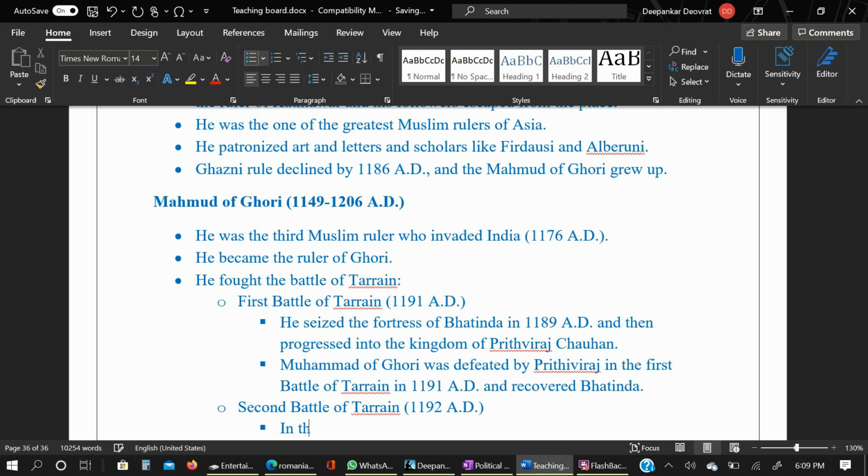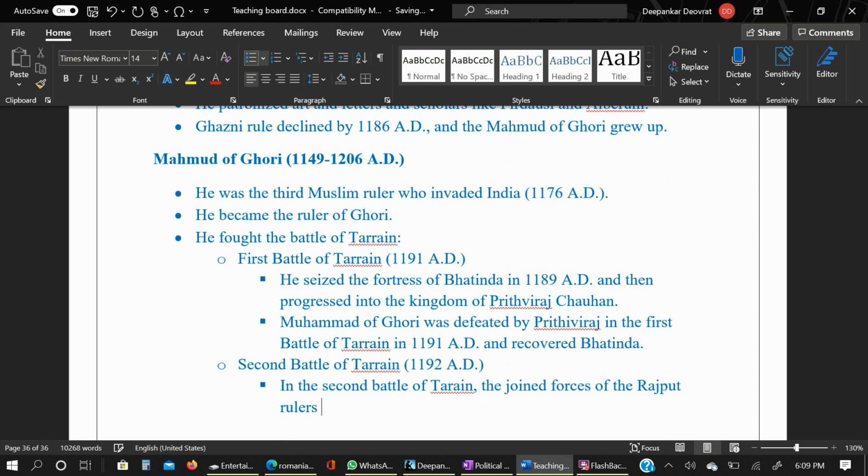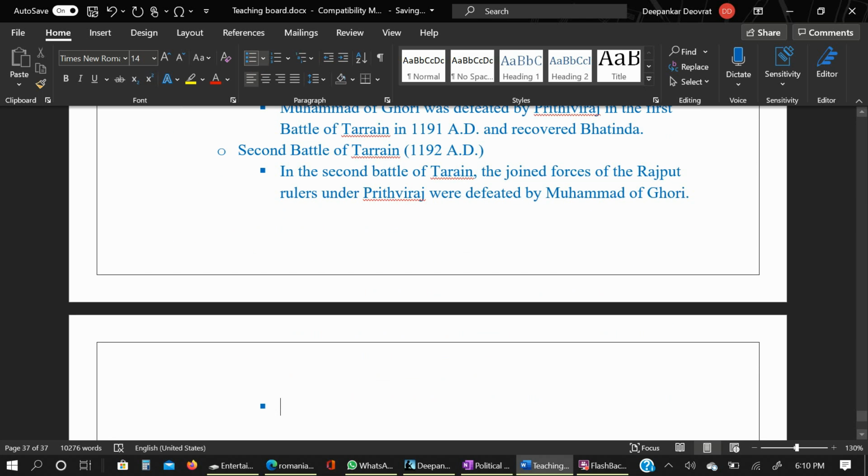Okay, and in the second battle of Tehran, the joint forces of the Rajput rulers under Prithviraj were defeated by Muhammad of Ghori. So here the joint forces of Rajput rulers under Prithviraj ultimately got defeated by Muhammad of Ghori. This time he lost the war.